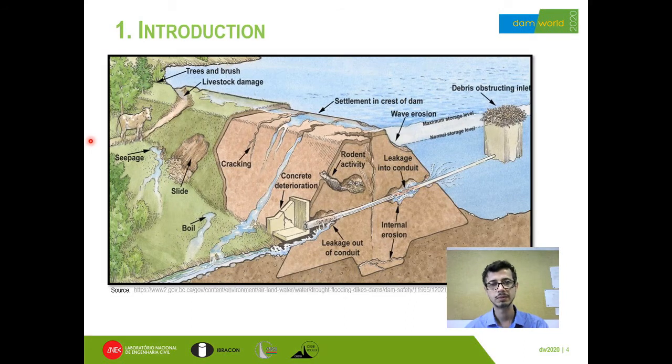Below we'll show some illustrations of anomalies identified with images obtained with drones. Most anomalies can be detected on the surface of dams, such as cracks, slides, seepages, boils, erosions, trees, and bushes, among others. They can be identified and mapped through aerial survey with drones. Let's go ahead to see some examples of anomalies that can be mapped with drones.